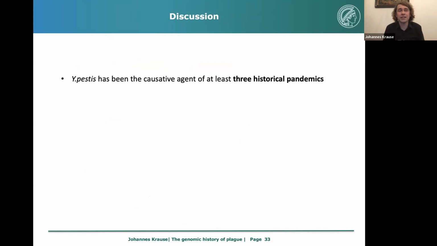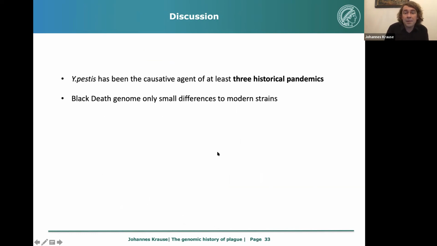So in summary, what did I tell you today about Yersinia pestis and how we used ancient pathogen genomics to understand the evolution of that particular pathogen? It caused 3 historical pandemics. That's maybe not new, but we now have confirmed molecular evidence for that. The Black Death genome has only very, very small differences to the modern strains. So it's not just that it's the common ancestor, but modern strains only have about 50 to about 90 substitutions. So it's almost identical. So it didn't really change through time.